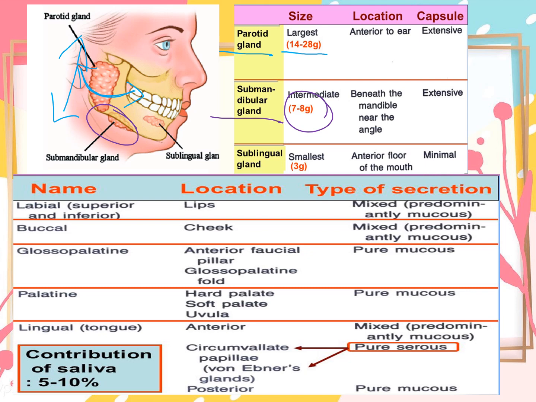The main excretory duct is Wharton's duct, which runs forward and above the mylohyoid muscle. This gland receives the blood supply from the lingual and facial arteries and nerve supply from the facial nerve. Lymphatic drainage is to the deep cervical and jugular chain of nodes.